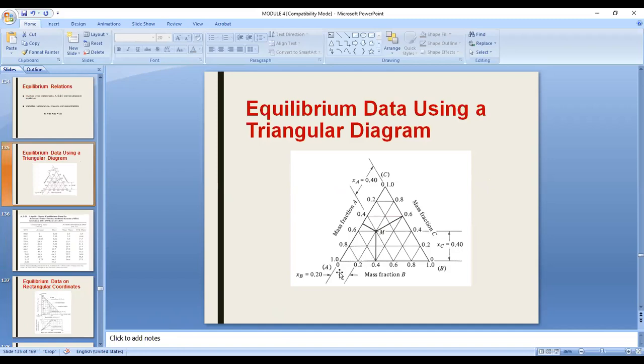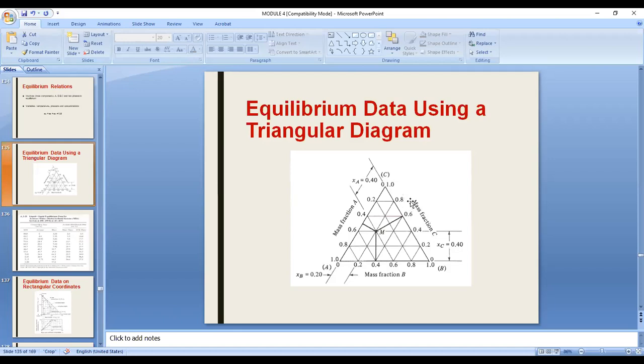If you want to read on the horizontal axis, you are reading the B. So it's 0 to 1.0 B from left to right. If you're reading from the right side going up to the apex of the triangle, we're reading the C, and that's your solvent, 0 C to 1.0 C. And from the apex of the triangle going down on the left side to the beginning portion of your horizontal line, that would be your A, your solute concentration.